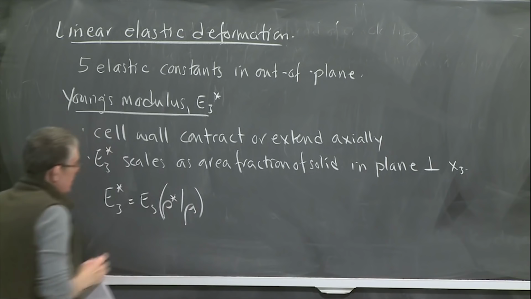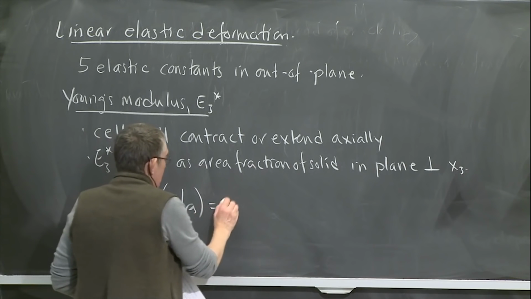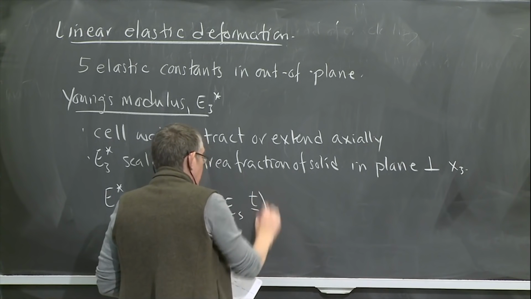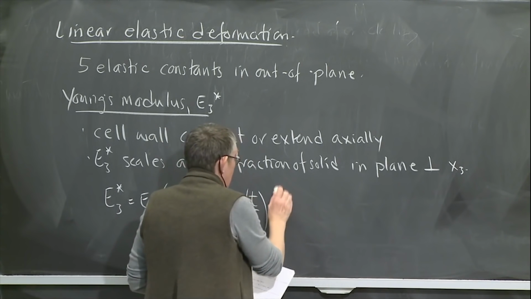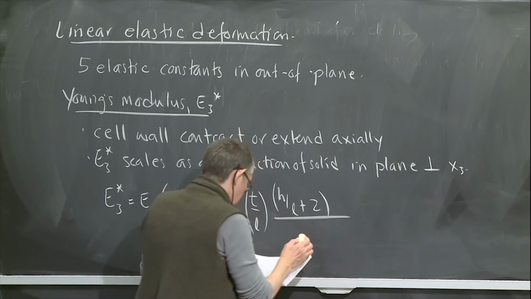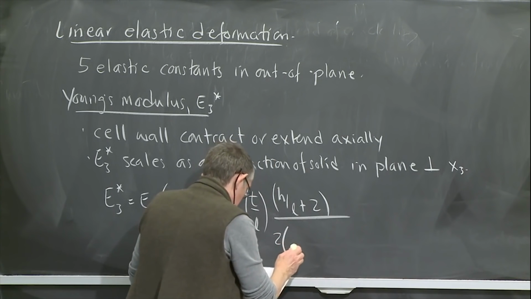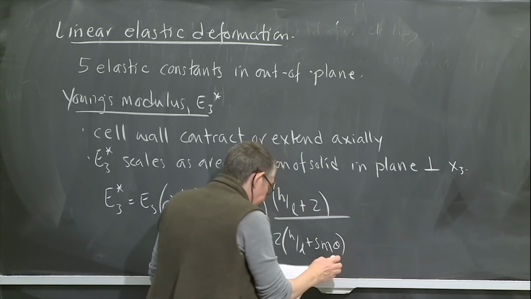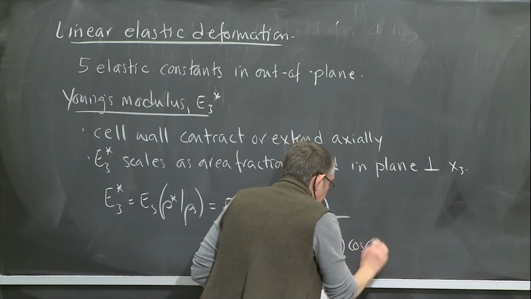So E3 is just ES times the relative density, and that's just ES times T over L, and then there's a geometrical factor here, (H over L plus 2) over 2 (H over L plus sine theta) times cos theta.